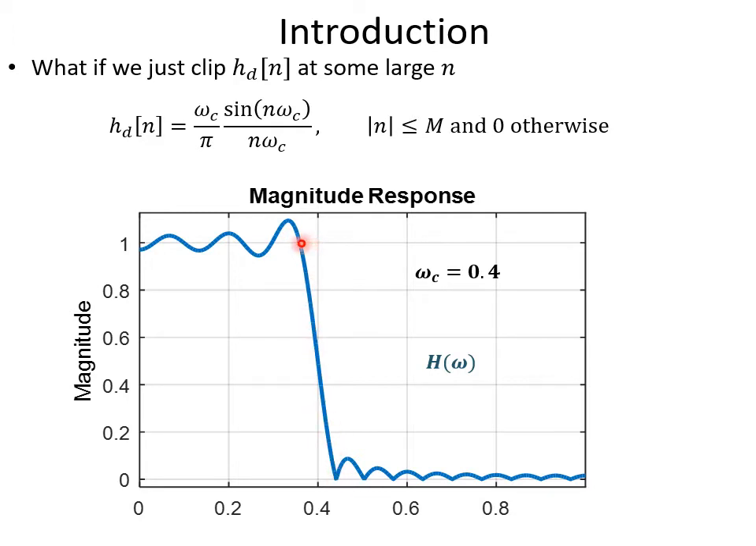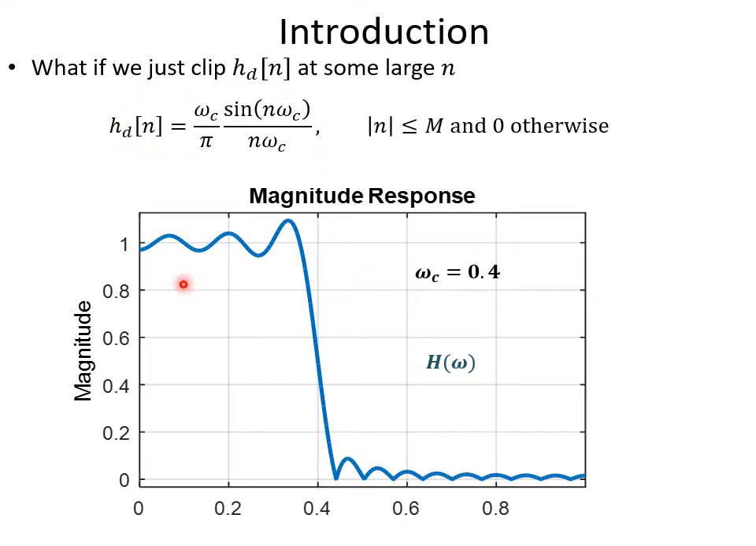It has started at some value before 0.4 here, and after some value of 0.4 it has become 0, not completely 0, but there are certain ripples in the stop band as well. So this is how the practical response of the filter, which is represented by this finite length impulse response function, looks.